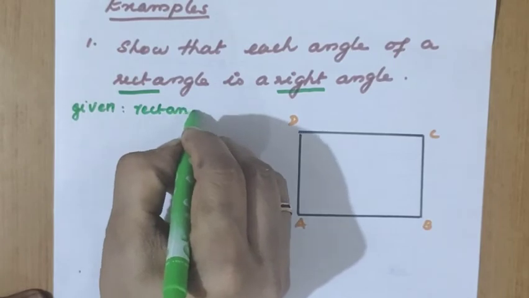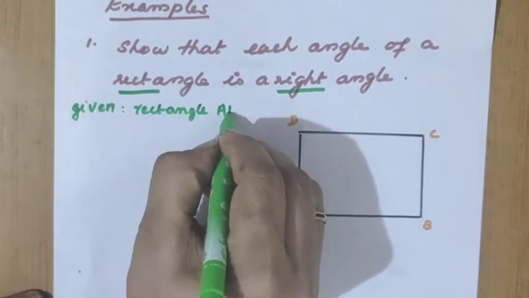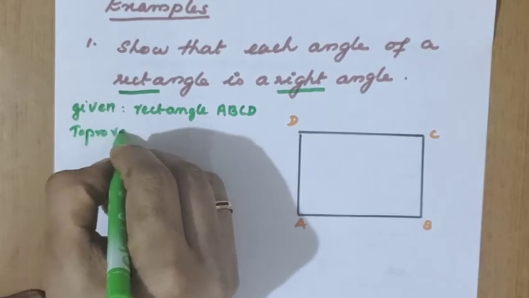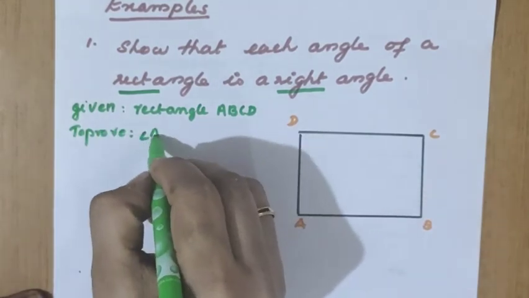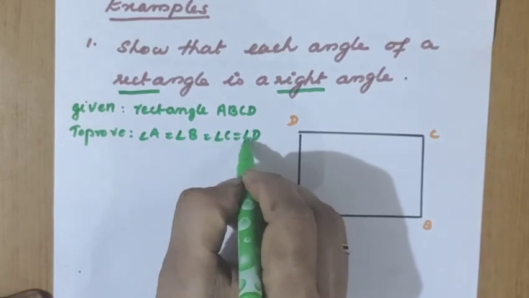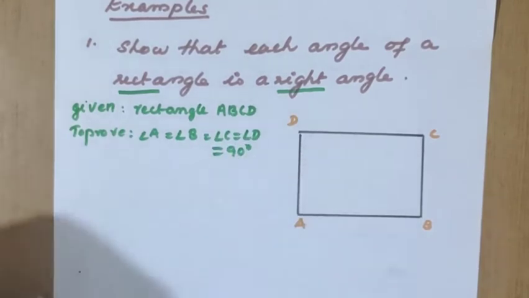A rectangle ABCD. To prove: angle A equal to angle B equal to angle C is equal to angle D equal to 90 degree. All the angles equal to 90 degree only.